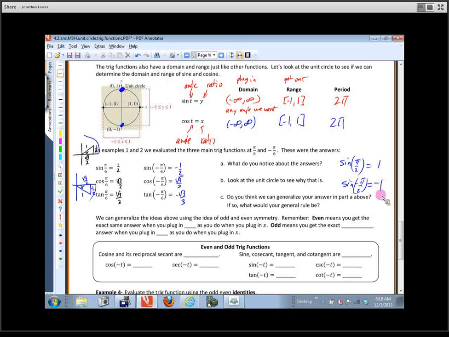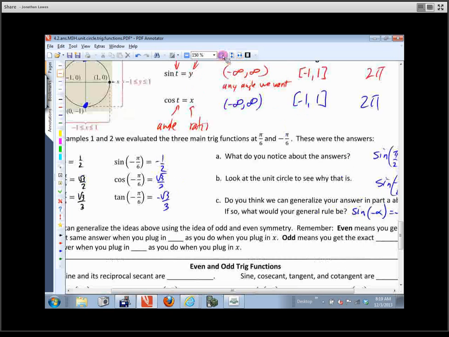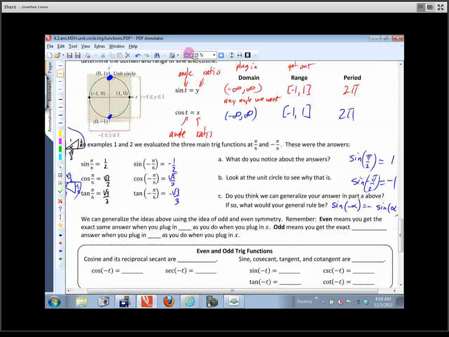So could we come up with something like this? If I had the sine of negative alpha, whoops, make that look like an alpha, how would it be related to the sine of alpha, the original angle, the positive angle? How do we go from 1 to negative 1? Just change the sign, put a negative in front of it. Okay? So this is something called an odd and even function.